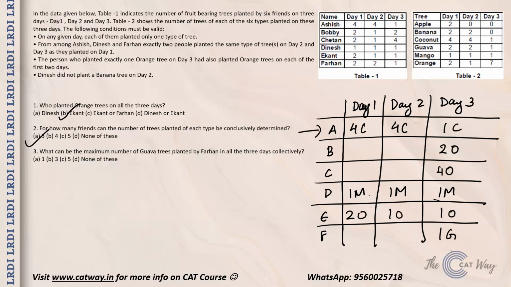Come to question number 3. What is the maximum number of guava trees planted by Farhan in all 3 days collectively? Now, one guava tree has already been planted. Now, he has two trees on both day 1 and day 2. On one day, he cannot distribute it, so whatever the 2 types of trees are, they are both going to be the same. Now, on both days, he cannot have 2 guava and 2 guava. That won't be a possibility. So at maximum, he can have 2 guava on one of the remaining 2 days, day 1 and day 2. So in total, at maximum, he can plant 3 guavas on all 3 days combined. So option B, 3 will be our correct answer.